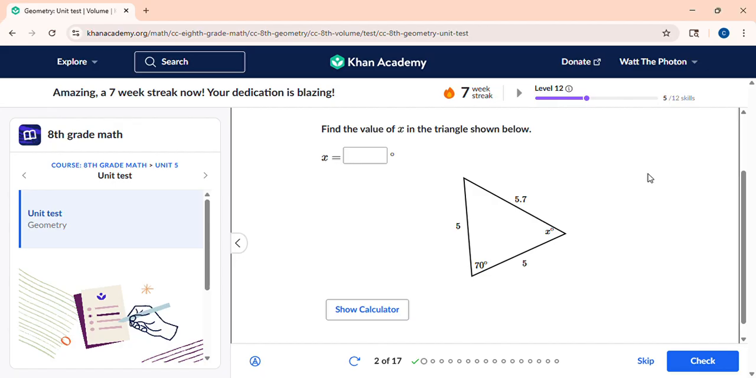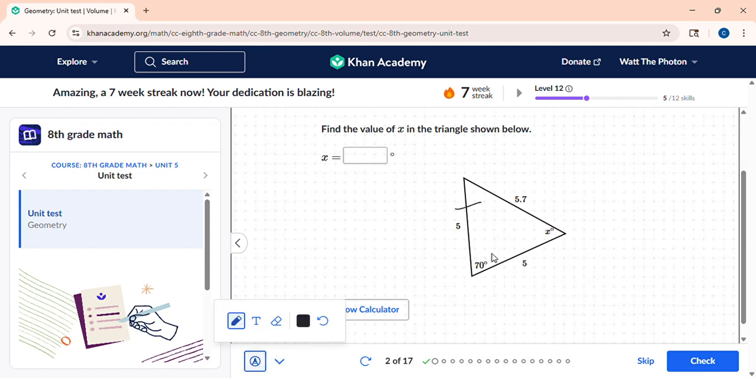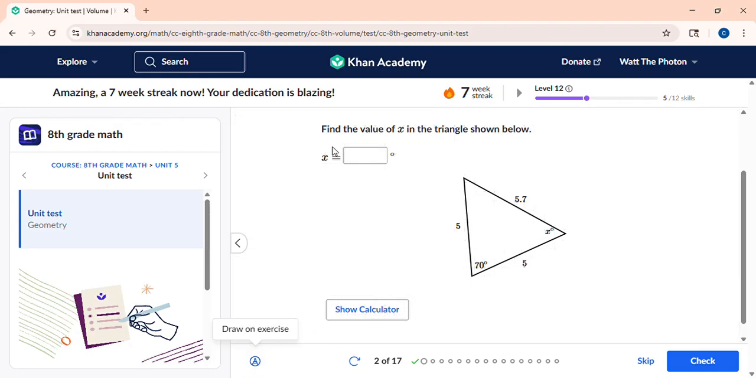We have 70 degrees. I guess we could use the law of sines and cosines, but because these sides are the same length, there's no way to order this without having these two angles be the same. So you get 2x plus 70 is equal to 180. Unless I'm doing something wrong, it's 110 divided by 2, which is 55?